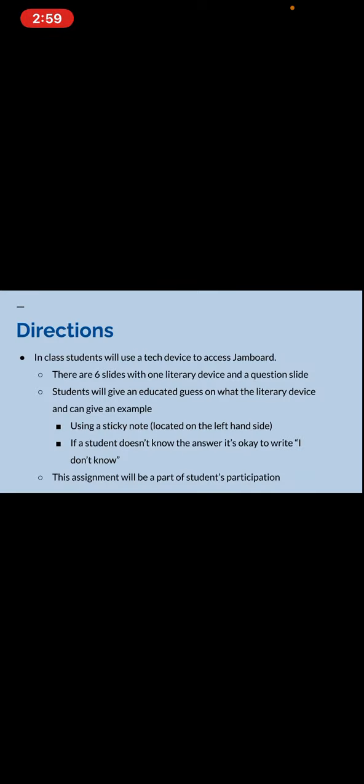Before we read The Stranger, directions. In class, students will use a tech device, whether they use their personal phone or I will be renting out Chromebooks from the library, and they can use that to access Jamboard, a Google tool. There are 6 slides with one literary device each and a question slide at the end. Students will give an educated guess on what the literary device is and can give an example by using a sticky note that will be located on the left-hand side of the Jamboard.